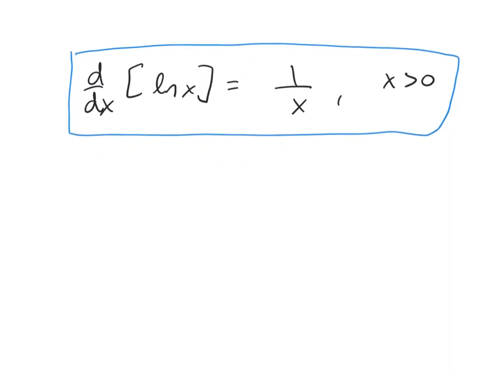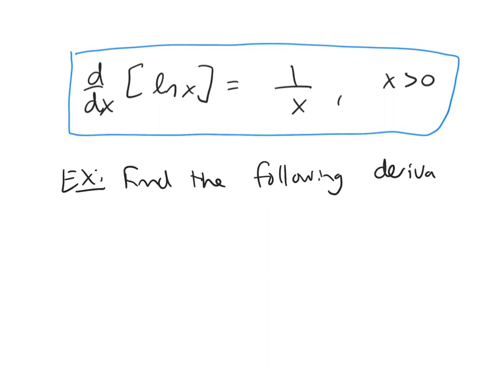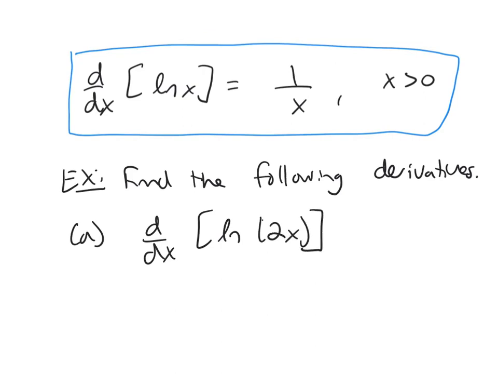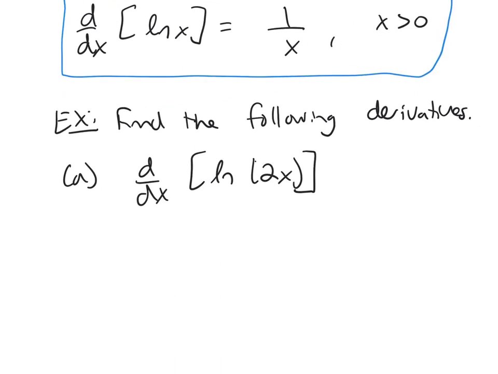So let's look at some more natural log functions here. I want you to find the following derivatives. The first one will be the derivative of ln of 2x. So we're going to see that there's an inside and an outside, a composition. So I've got to use the chain rule.